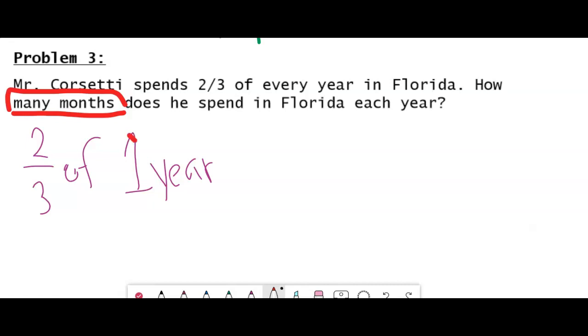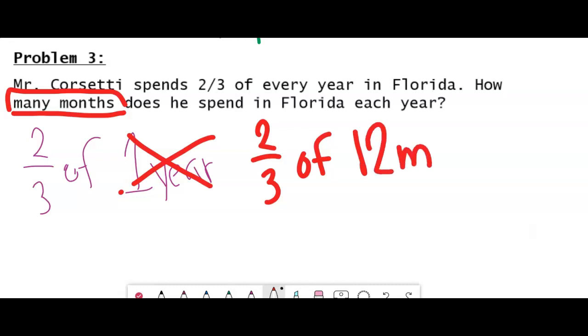So right away, let's go ahead and cross out our year and replace it with the months unit, which would be, what is 2/3 of 12 months? Because you have to know that there's 12 months in 1 year in order to make that conversion. Okay, what's the next thing we're going to do? Remember that thing in math where when you see an of, you can replace it with a multiplication sign? Let's do that. So now we have the equation 2 times 12 over 3.